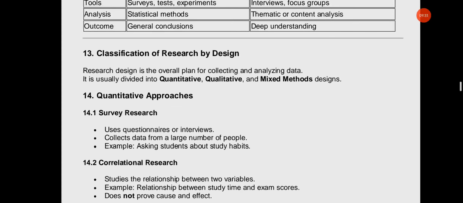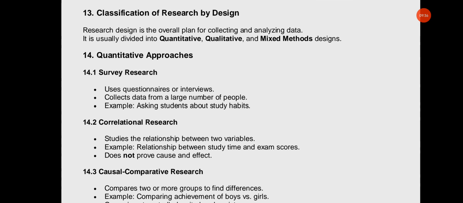Summary table. Number 9, classification of research by design. Research design is the overall plan for collecting and analyzing data. It is usually divided into quantitative, qualitative, and mixed method designs.